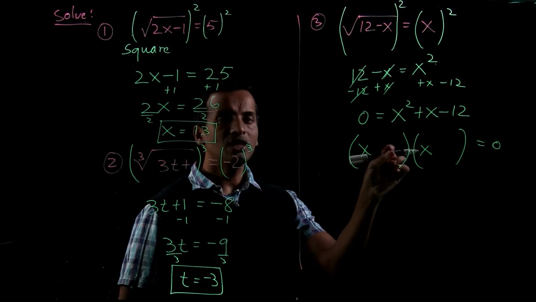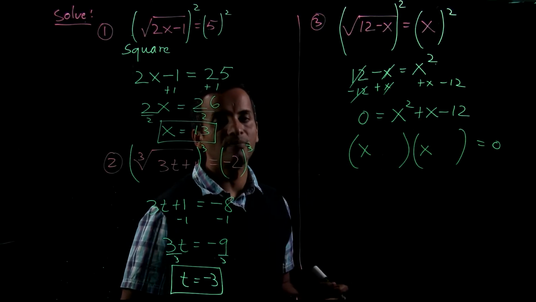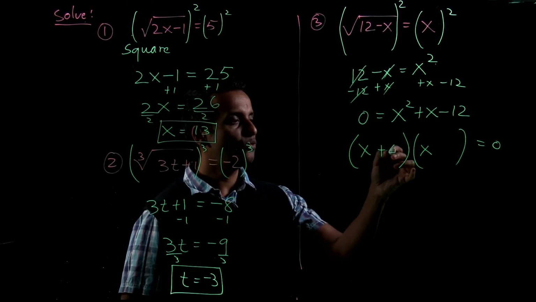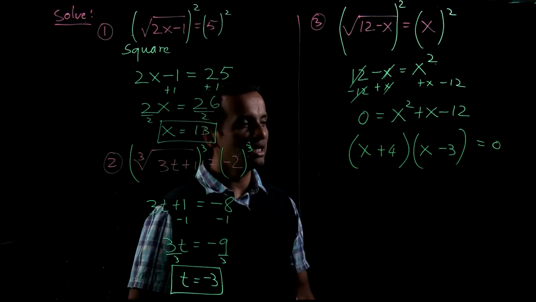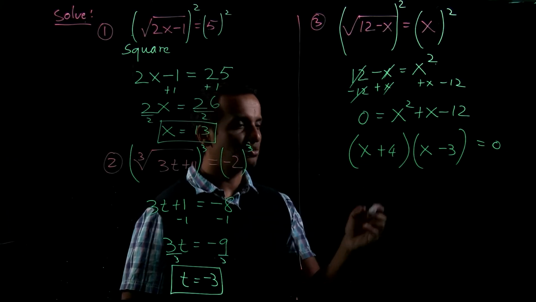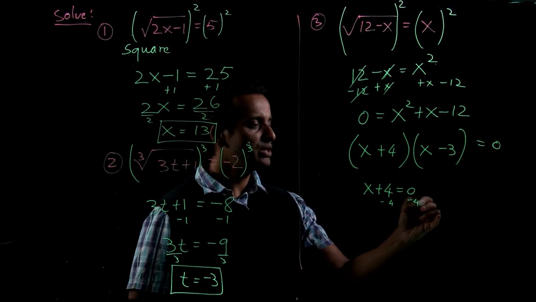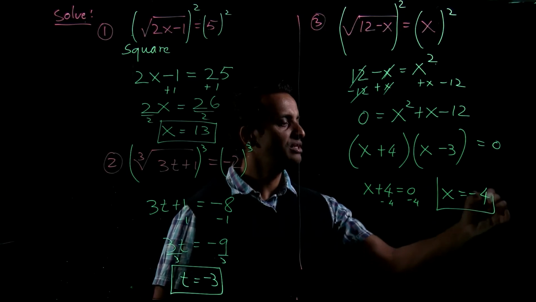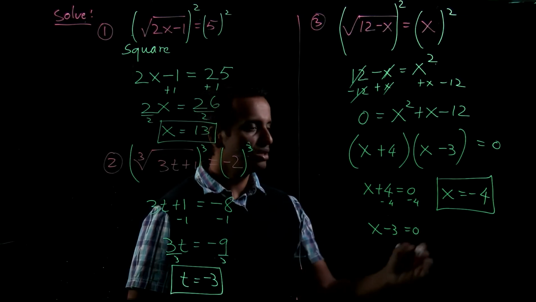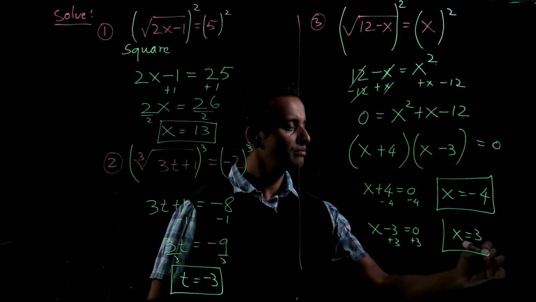You can write x and then another x here, and you can write this 0 on the right hand side. So what are the two numbers whose product is negative 12 and sum is positive 1? That is plus 4 and minus 3. Now if you solve it for x, what do you get? x plus 4 equals 0, and if you subtract 4, you will get x equals negative 4. This is one root, and the other is x minus 3 equals 0. If you add 3 on both sides, you'll get x equals 3.